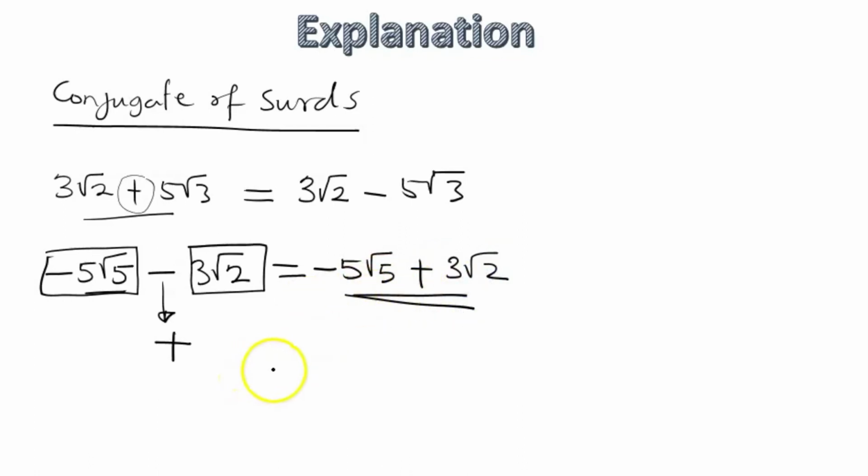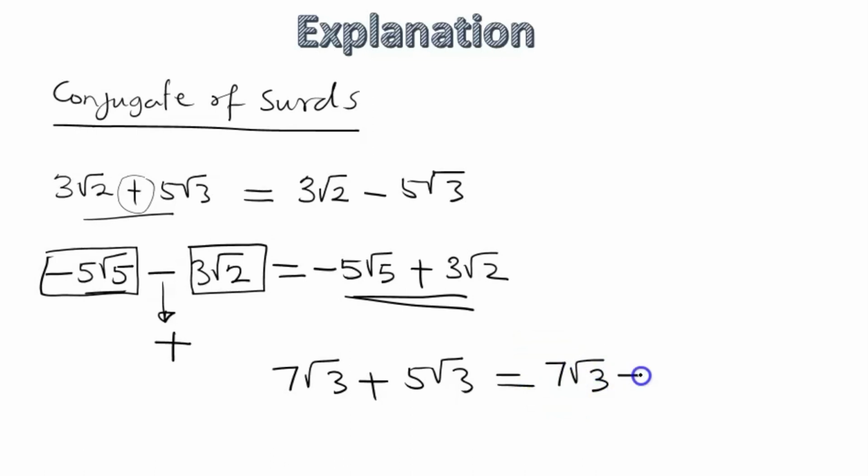Let's do one more. Look at 7 root 3 plus 5 root 3. What's going to be the conjugate of this? The conjugate is going to be 7 root 3 minus 5 root 3. You see, it's very simple to do.